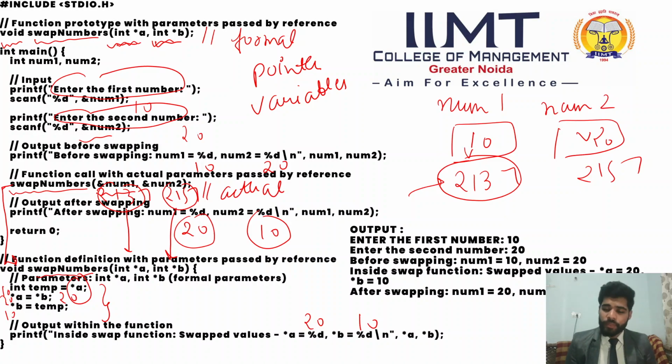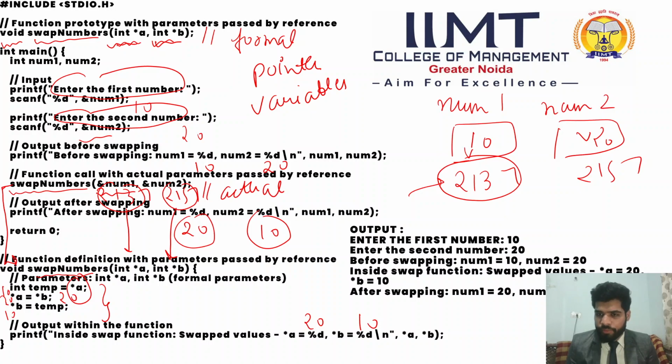Any changes made to the values will also be reflected on the original values, because the changes are made at the original address of the variable. Here is the output. Enter the first number, the user has entered 10. Enter the second number, the user has entered 20. We have printed the result before swapping. So before swapping, it is number 1 equal to 10, number 2 equal to 20.